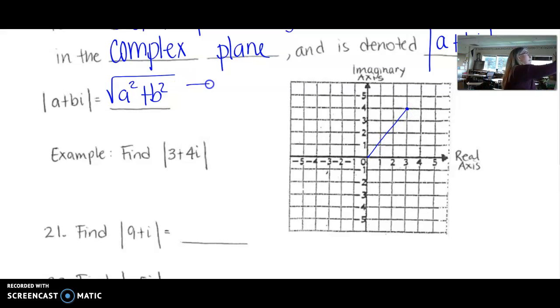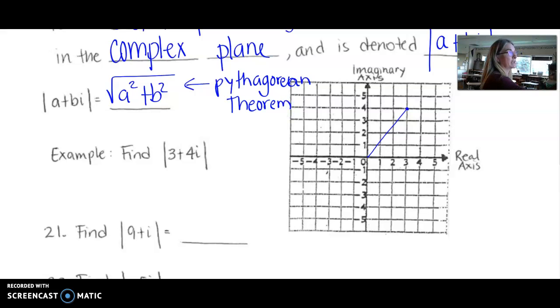And so this formula right here comes from the Pythagorean theorem, which says a squared plus b squared equals c squared for any right triangle. So I can create a right triangle. I went over 3 units in this direction and I went up 4 units in this direction. And so this is going to be 3 and this is a distance of 4 units. So my A in this case is 3 and B is 4.